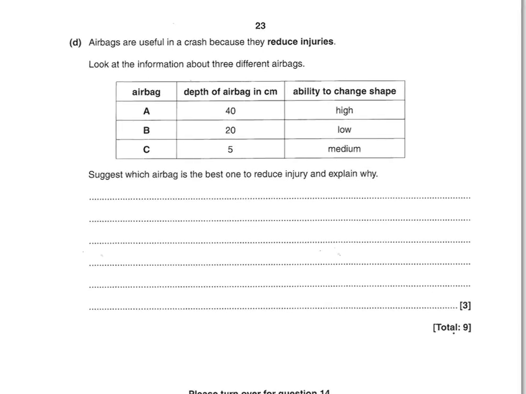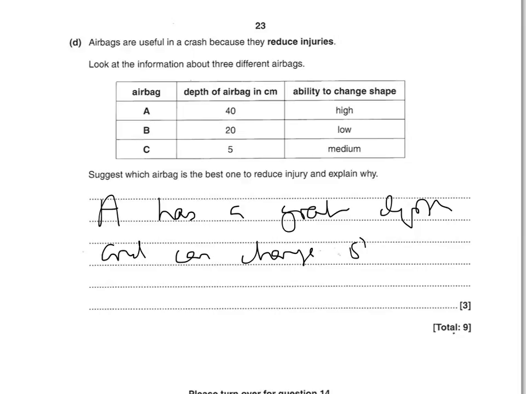And then airbags are useful in a crash because they reduce injuries. Look at the information about 3 different airbags. There they are. Suggest which airbag is the best one to reduce injury and explain why. So 3 marks here. So you can say that A is the best one because it has a greater depth. And you could say, and it can change shape easily. And then both of those mean that A is better for absorbing energy.